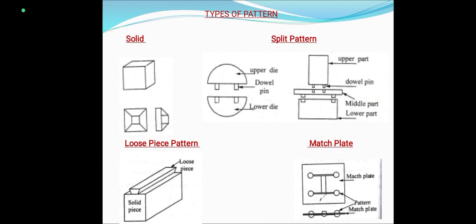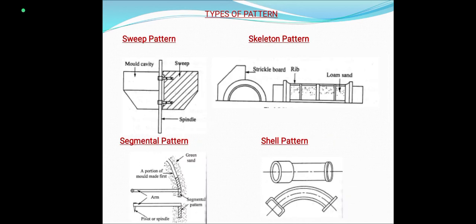Match plate pattern. Match plate pattern consists of four patterns of different shapes and sizes. They are connected with the pathway of the match plate. So the molten metal is poured into the pathway of the match plate. So the required shape can be easily identified.